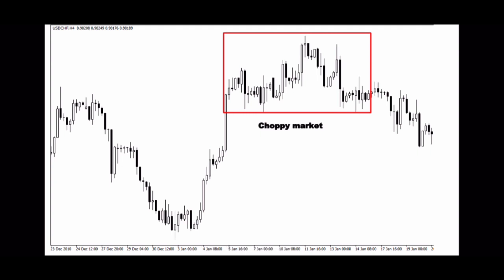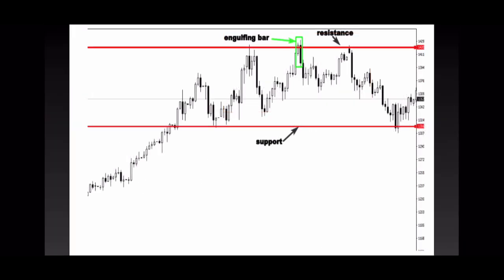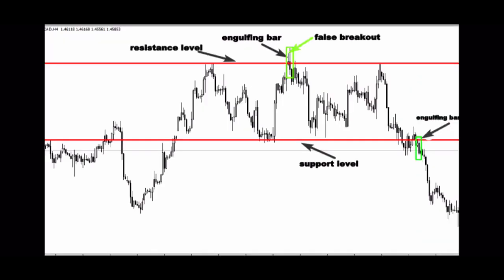Trading the engulfing bar candle in range-bound markets is very simple. The first strategy is going to be about trading this price action pattern at the major support and resistance levels, like we see in the next slide. The second strategy is to trade the breakout of the range or to wait for the pullback, as you'll see in the next slide. And this third strategy is to trade the false breakout of the major support or resistance level.